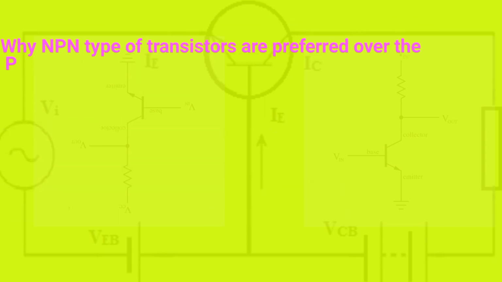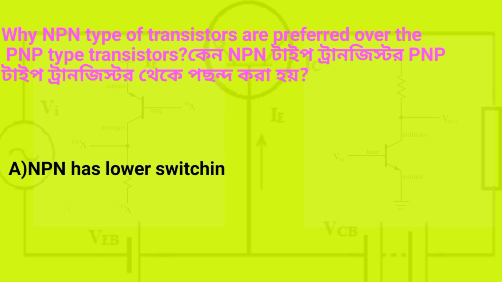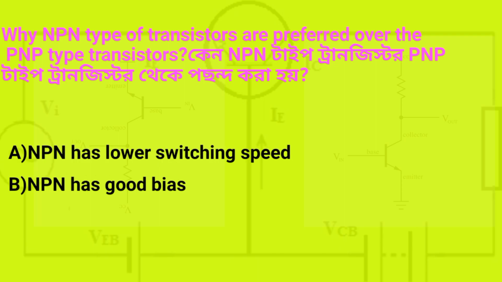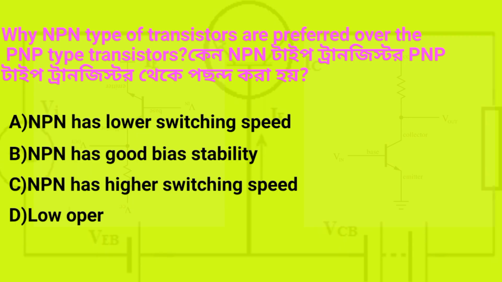Why are NPN type of transistors preferred over the PNP type transistors? Option A NPN has lower switching speed, option B NPN has good bias stability, option C NPN has higher switching speed, option D low operating voltage.